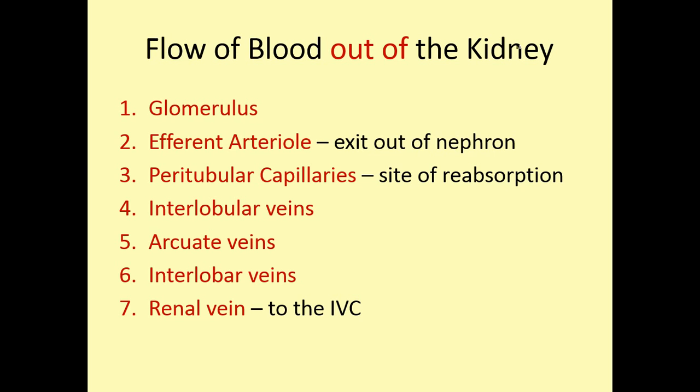Notice I never said a segmental vein. It's kind of an area of controversy amongst anatomists, but vasculature varies from person to person, and that's especially the case with veins. And some people may have segmental veins, others don't, so I'm excluding them from this list since it's often stated that they don't exist. All right, so anyways, we will ultimately exit the kidney by way of the renal vein, which, as you know, leads to the inferior vena cava.